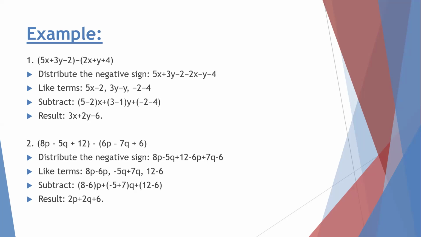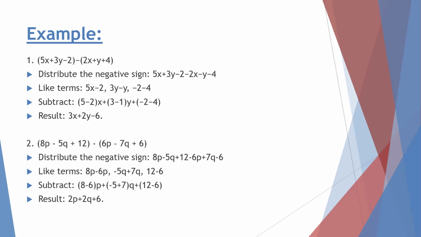Now subtract them correctly by writing the variables outside and bringing all the coefficients inside the bracket. Now subtract the result and you're getting the answer as 3x plus 2y minus 6. So I hope you understood the first example. Let's move on to the second example.